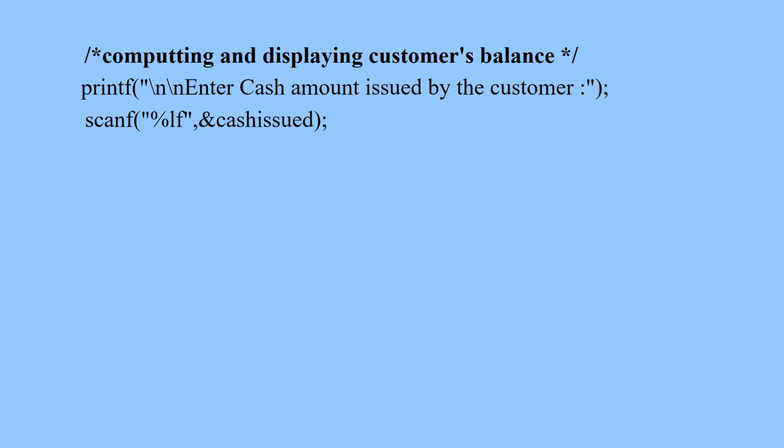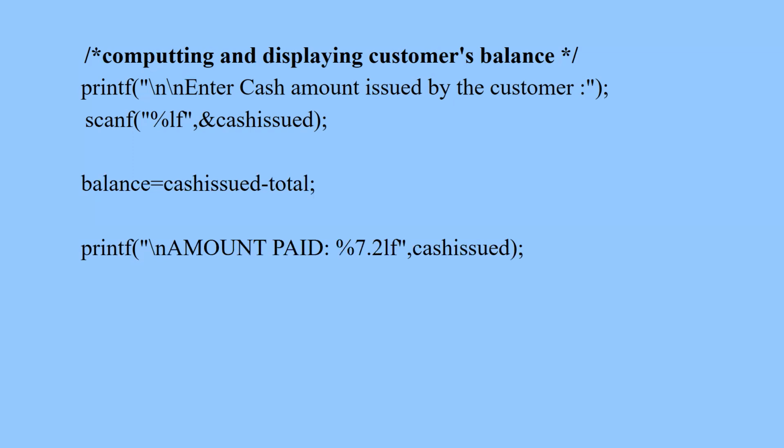So this statement reads as follows. Read or pick the value that is being entered, expected to have a decimal point, and store that value in the memory location called cash issued, whose content is expected to have a decimal point. Then the processor will calculate the balance. So how do you get the balance? Pick the memory location called total, subtract it from the content of memory location called cash issued. Whatever you get as the result, store it in the memory location called balance.